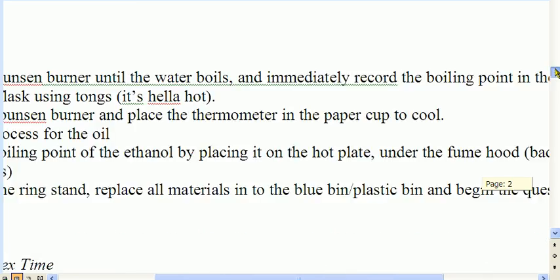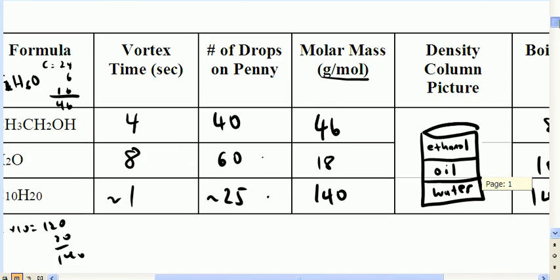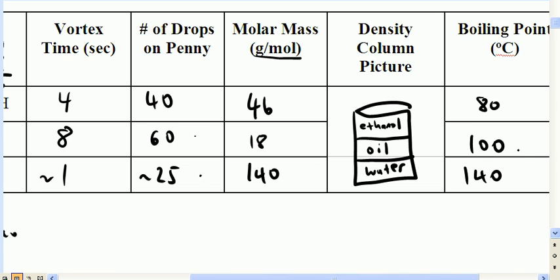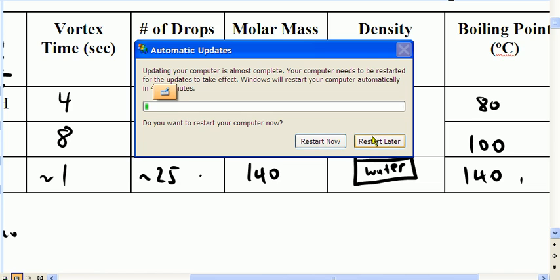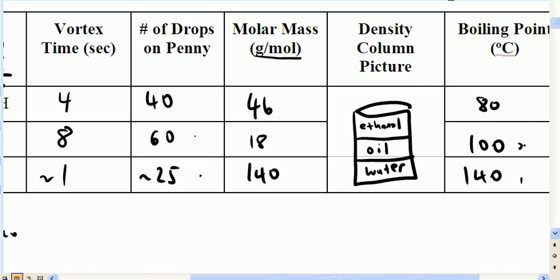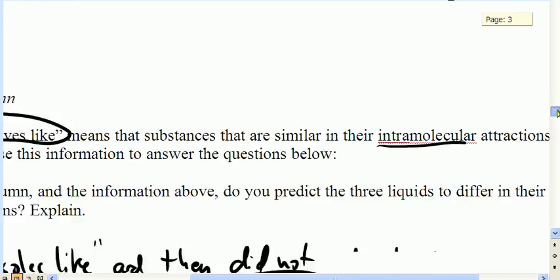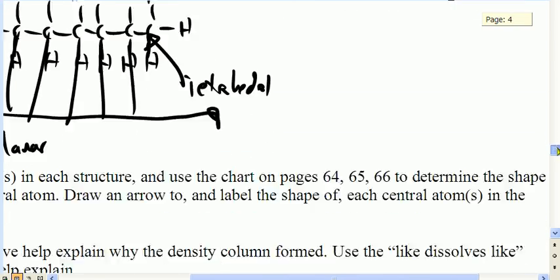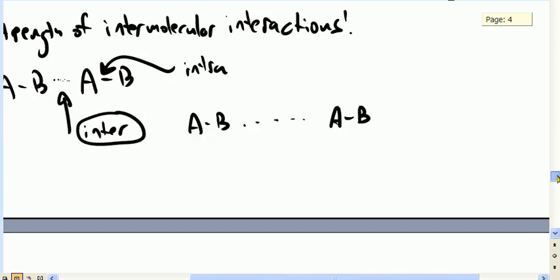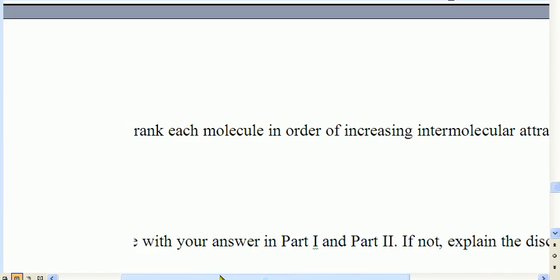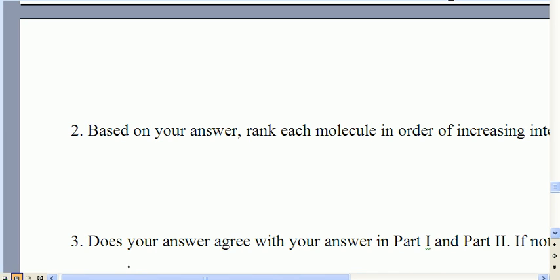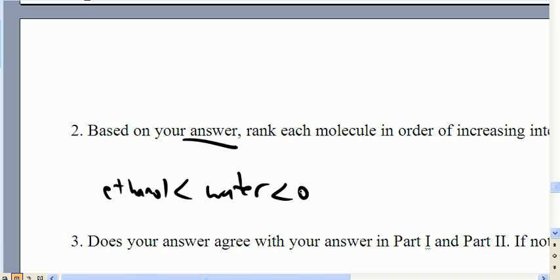So let's look at our chart. According to our chart, the highest was oil, second was water, and the third was alcohol. So let's rank it. And this is just simply based on our answer to the above question. So according to the above question, ethanol would be last, then water, and then oil.